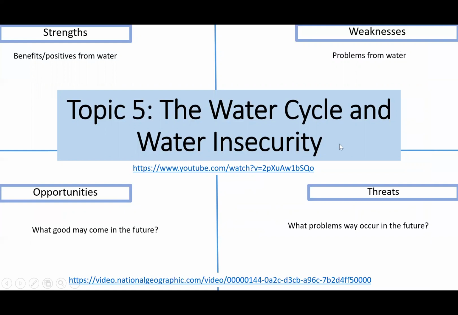Then opportunities, so I want you to think what good may come in the future due to water. Think of, I don't know, technology, inventions, future developments. And finally, the threats. So what problems may occur in the future? Are we going to have a lack of water? Are we going to have too much water? To answer that, I want you to split a page into 4, just like I've got on the slide. Watch these 2 videos. I'll put the link in Show My Homework, so if you click on it, it'll take you to the different videos. Watch those, fill in your SWOT analysis, and then we shall move on.